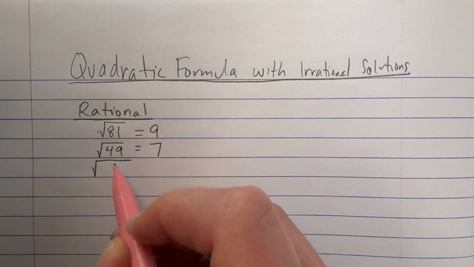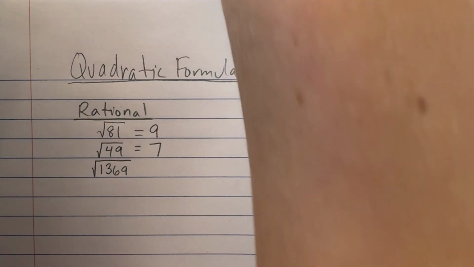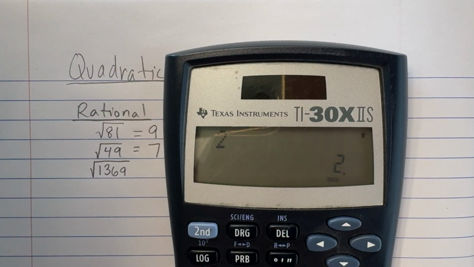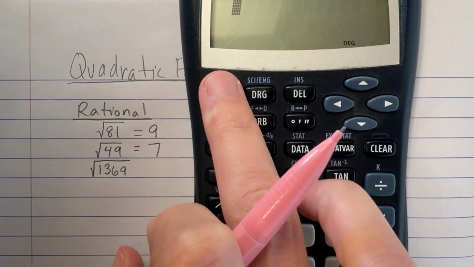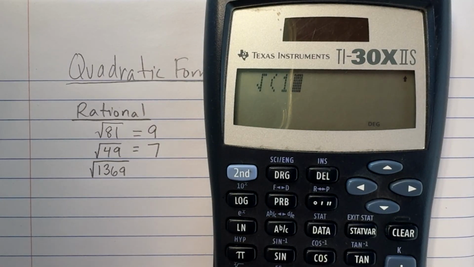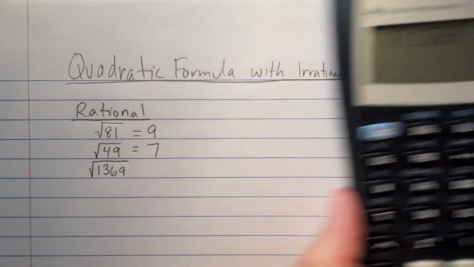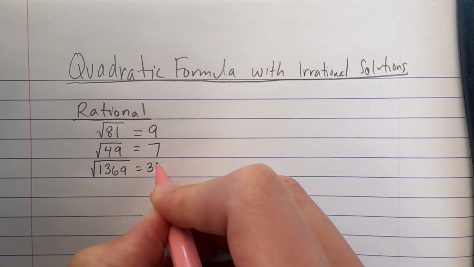Numbers can be big, like the square root of 1,369. If I put this in my calculator, remember, you can use your calculator for this. I'm going to press second and then the x squared button, that's square root. This is a really big number. I don't know this square root off the top of my head, but it's still rational. This is the number 37.